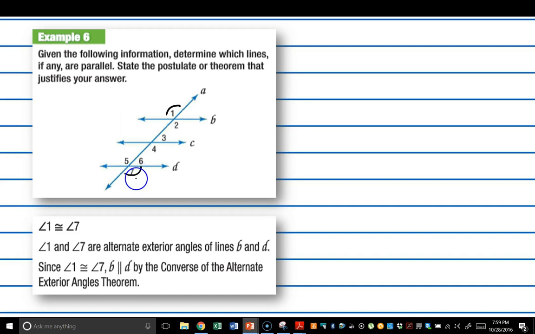I know that these are congruent because they are alternate exterior angles. They're on opposite sides and they are on the outside. These ones, like 4 and 3, those are inside angles. But this one here, 1 and 7, those are exterior angles. And because I know that these are congruent, then I also know that the lines they're with, so in this case line B and line D, are parallel by the converse of the alternate exterior angles theorem. And there we go.